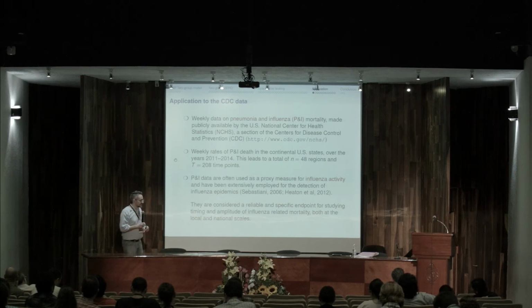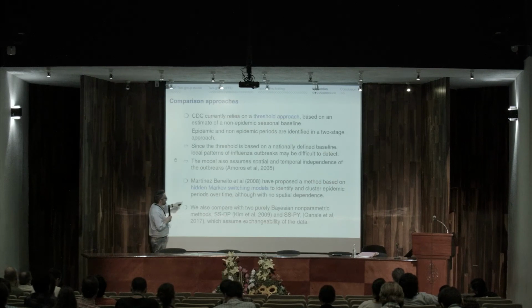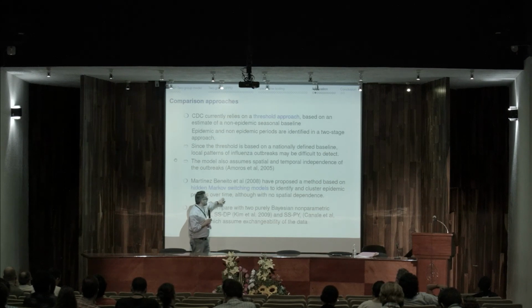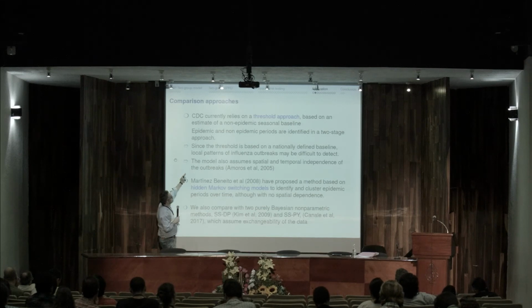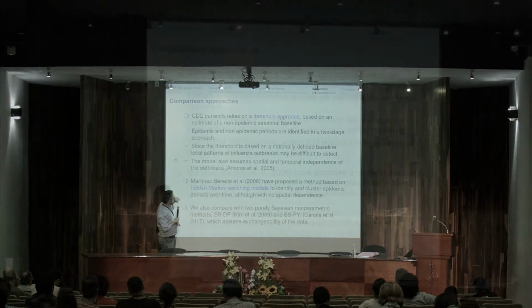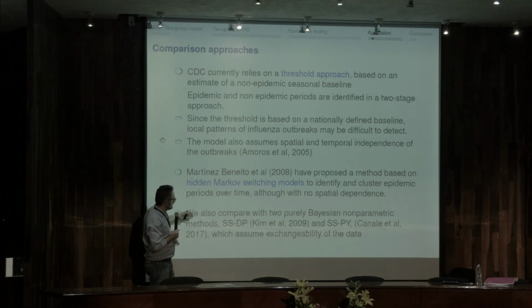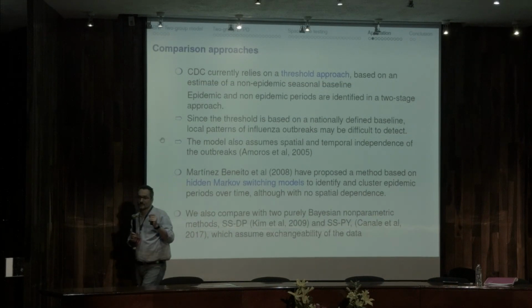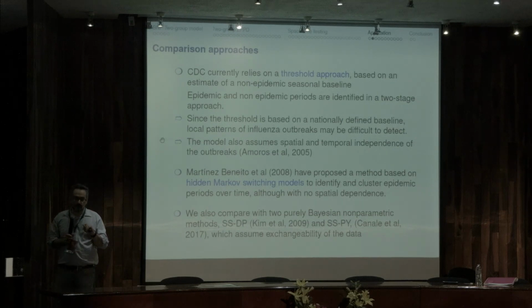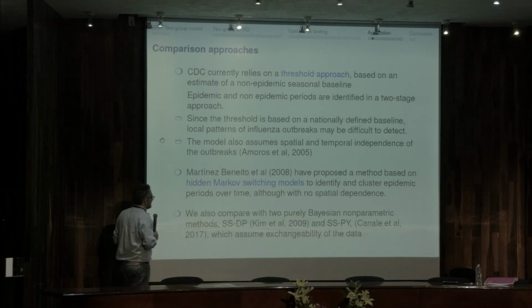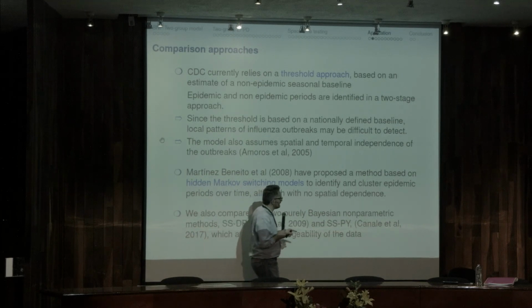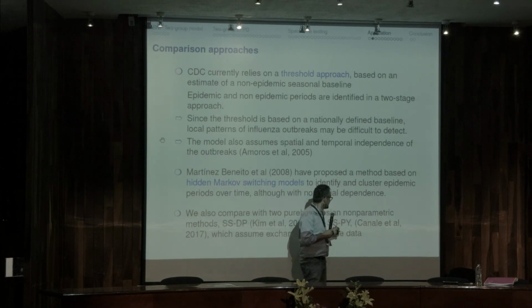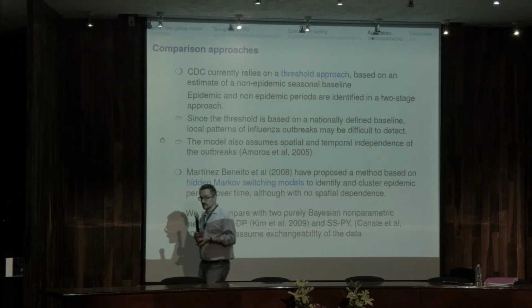There are, of course, more sophisticated methods. For example, a method by Martinez, Benito, and others that uses hidden Markov switching models to identify and cluster epidemic periods over time. We're going to compare with the model used by the CDC and this model by Martinez, Benito, which actually worked pretty well. But we were also interested in comparing our approach with the approach by Kim, Vannucci, and Dahl, who used a spike Dirichlet process, and the approach by Canale, Prünster, Lioy, and Nipoti, who used a spike Pitman-Yor process.